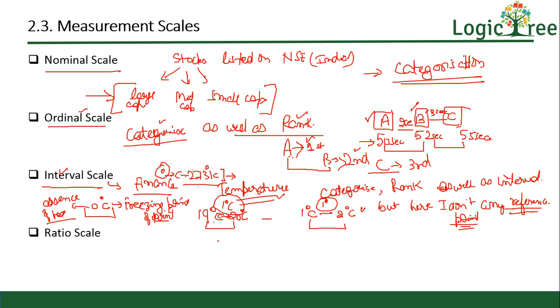Another common example is IQ. When we measure the IQ, a person with 0 IQ doesn't mean he doesn't have any intelligence. Still he is able to manage his work. He is able to function, not on the intelligence scale, but still he is able to manage his daily work. So he has some kind of intelligence. So an IQ of 0 doesn't mean a person has no intelligence.